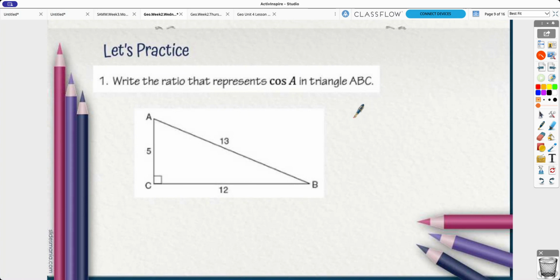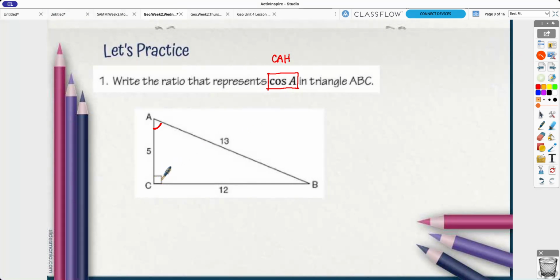So if you have finished, check your answers here. We want to find the ratio that represents cosine A. So we just want cosine A. The angle in question here is A. Here is our A. That's the angle. Now for cosine, we use CAH, meaning adjacent over hypotenuse. But before we do that, let us first identify the sides.